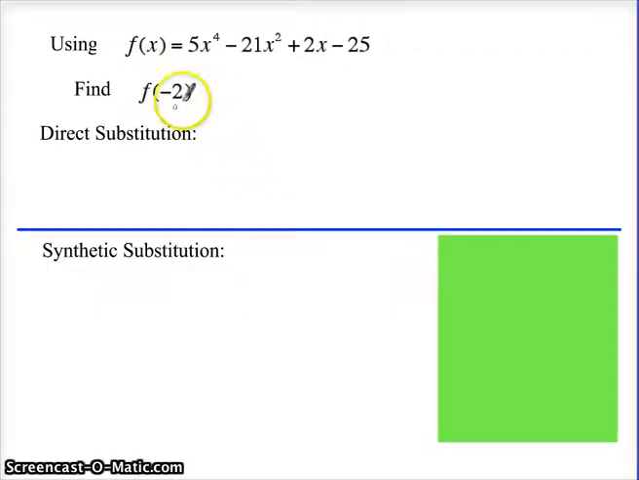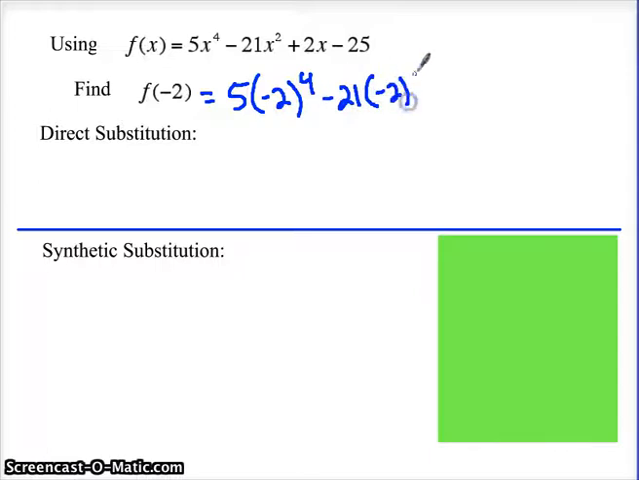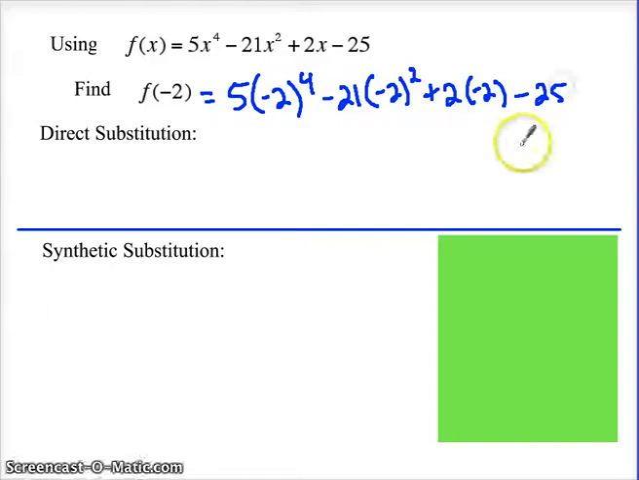If I want to find f of negative 2 given f of x, what I can set up is that 5 times negative 2 to the fourth will be my first term. Again, I'm taking out x, plugging in negative 2 where there used to be an x. So I'll do that same thing for each one of my terms. Taking out the x from x squared, calling it negative 2, taking out 2 times x, calling it 2 times negative 2, and also don't forget your constant term.